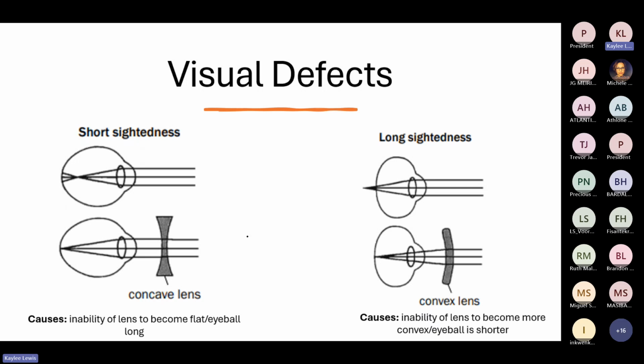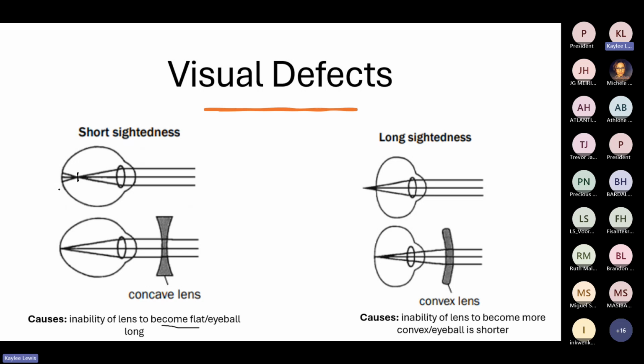If we move on to visual defects, like I said, there are 4 that you need to know. So the first one is short-sightedness. So this is when you can see near, but seeing further away, it's blurry. So what happens here is either the lens can't become flat, so can't become less biconvex, or your eyeball is too long. And instead of the focus point here, which should fall on the retina, it's fallen before it. And therefore, it creates a blurry image.